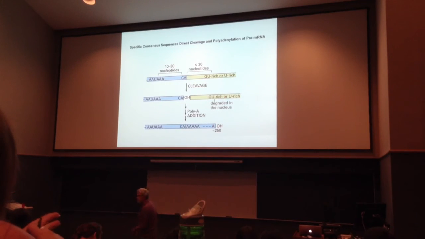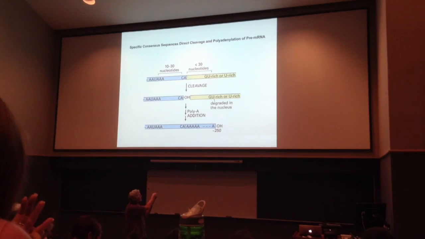Eventually, because it's GU rich, the whole process slows down. The polymerase complex has trouble going through this very GU rich region and continuing to wind, continually slows down, and it falls off. And then that piece of RNA, where there's 100 nucleotides or 1,000 nucleotides, has to be degraded, it has to be turned over in the nucleus.